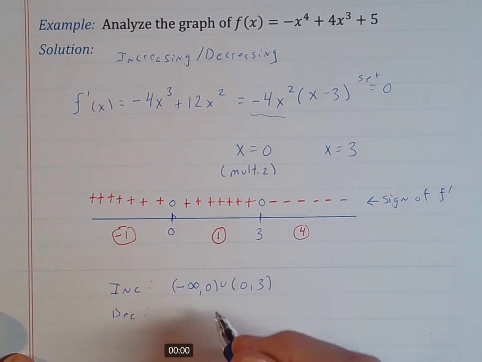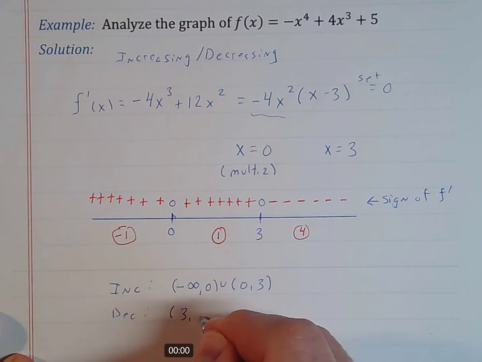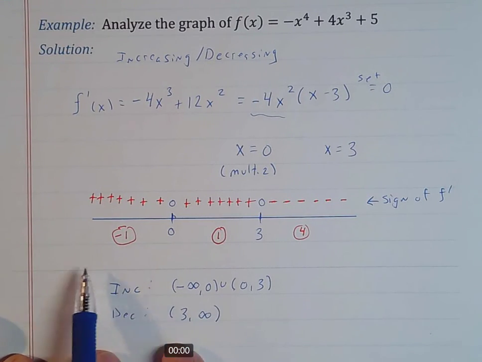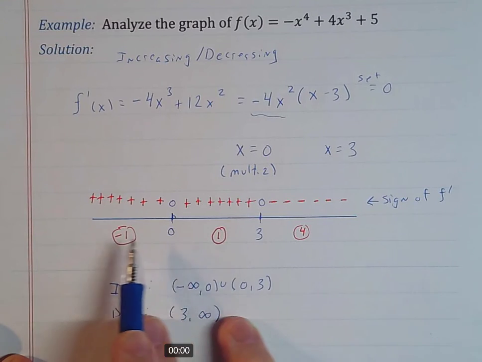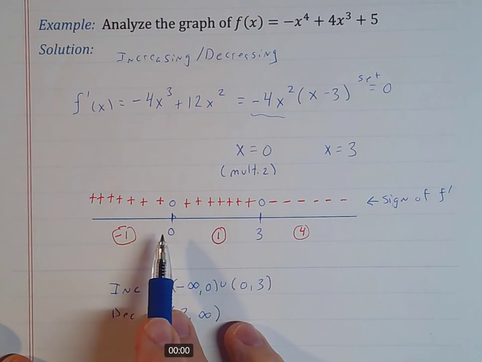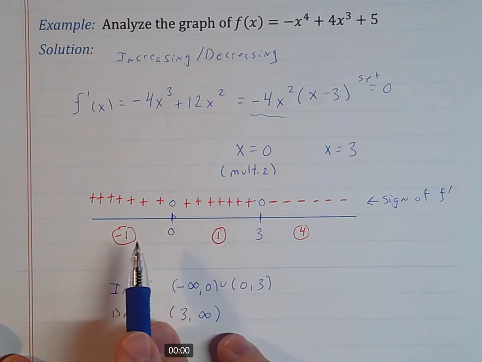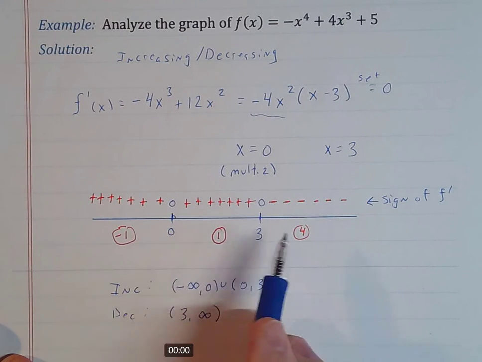And it looks like it's decreasing from 3 to infinity. Now, all I'm doing here is just reading this straight across. Remember, this is an x-axis here, and these are my important numbers, 0 and 3. Don't get that mixed up with your test numbers there.